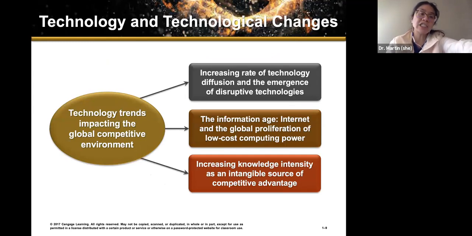So technology trends impact the global competitive market. And technology is changing at an exponential rate. And there is an emergence of technologies that disrupt, or they change how you deliver a product. And then the information age. So the internet and the proliferation of low cost computing has enabled many of the smaller businesses to do more than they would have in the past. And then the increasing knowledge intensity has become a resource, but it's not something you can hold. All right, it's intangible, and this creates a competitive advantage.